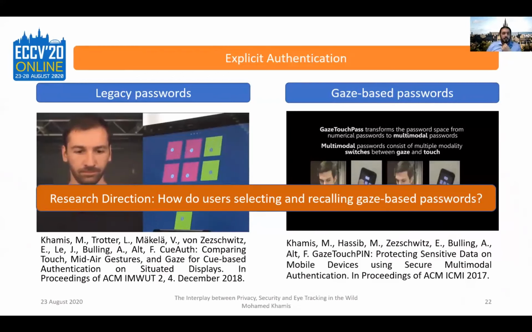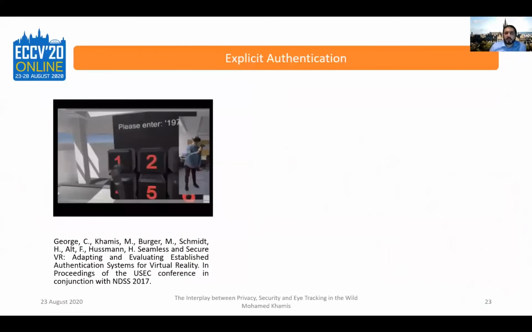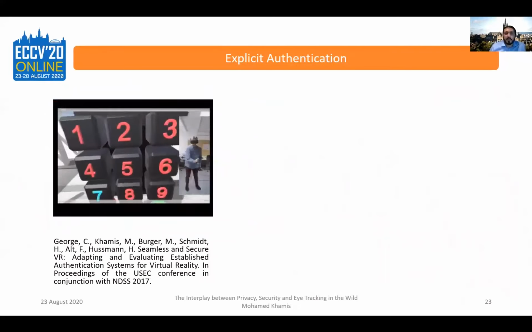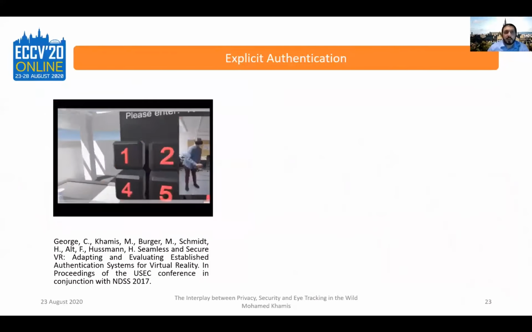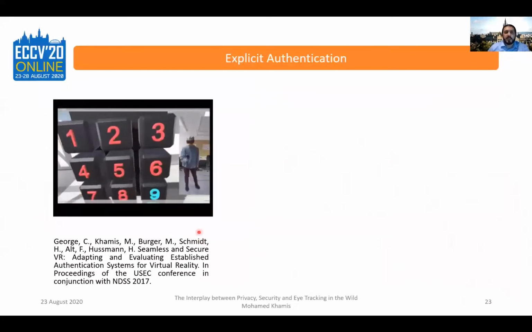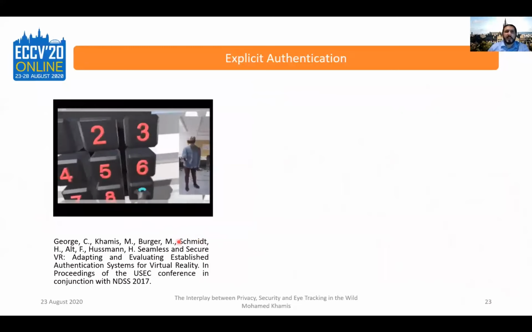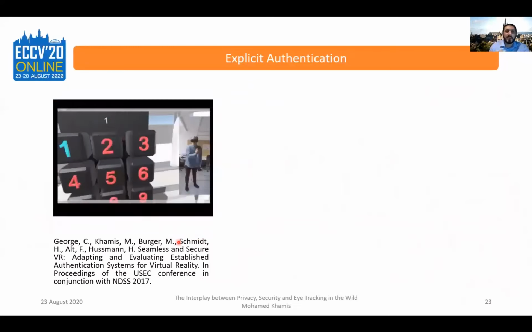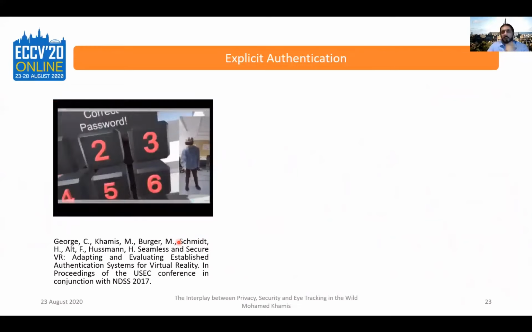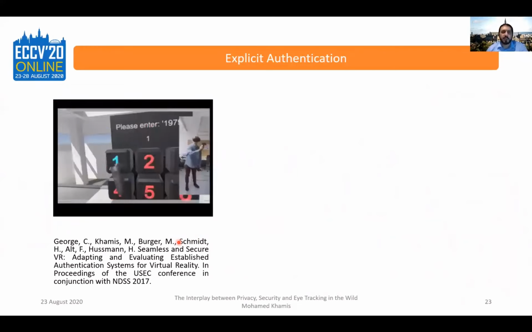And I know that today there are a lot of people also interested in VR, so I thought of bringing in a VR example, or an example of authentication using gaze in VR. What happens here is that a user enters a PIN in VR, and as you can see, if you look at this guy over here, you can see why this is a bad idea, because just from the movements you can tell that they're entering 1 because they're pointing at the top left, and then 9 because they're pointing at the bottom right, and so on.